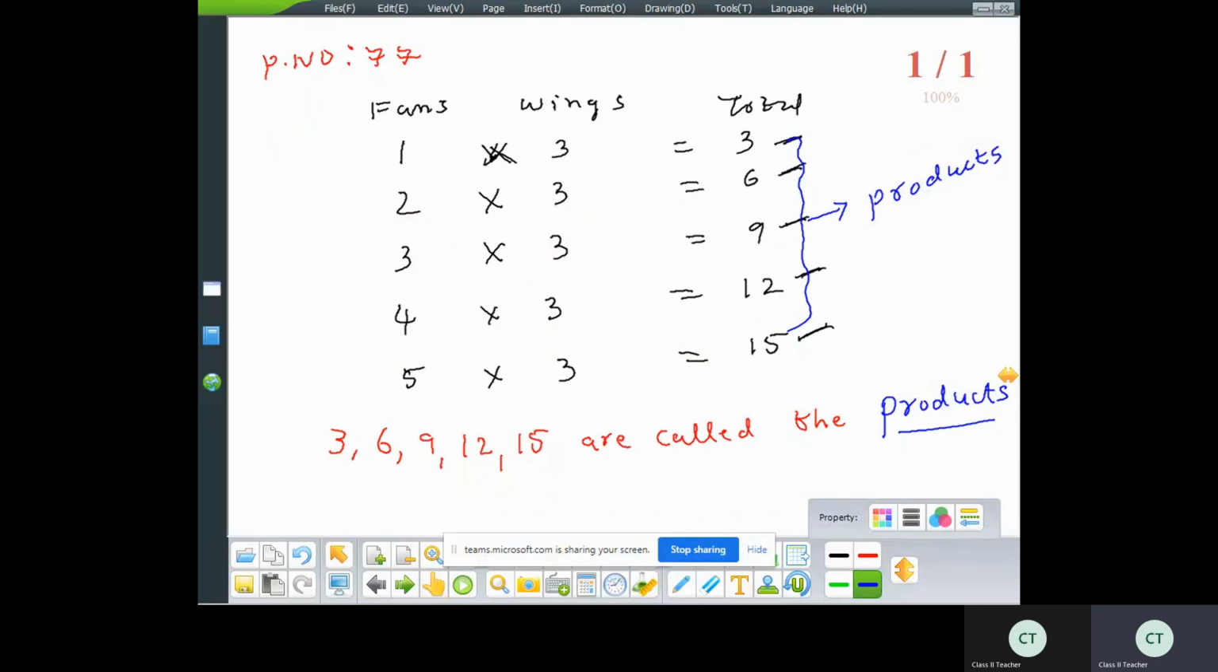Yes, each fan has 3 wings. 1 fan, 3 wings. Number of wings are 3. 1 threes are 3. 2 fans, 3 wings. 2 threes are 6. Total wings are 6. 3 fans, 3 wings. 3 threes are 9. Total wings are 9. 4 fans, 3 wings. 4 threes are 12. 5 fans, 3 wings. 5 threes are 15. Total wings are 15. Here 3, 6, 9, 12, 15 are called the products. This is the question number 1.